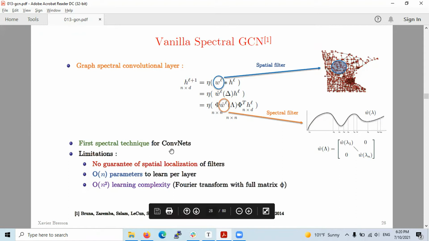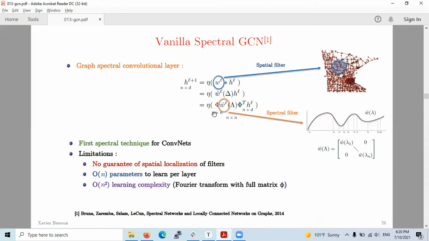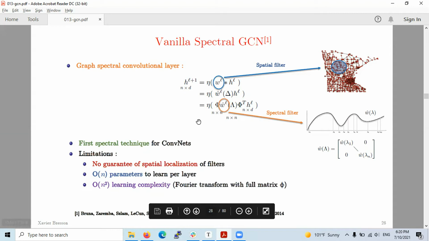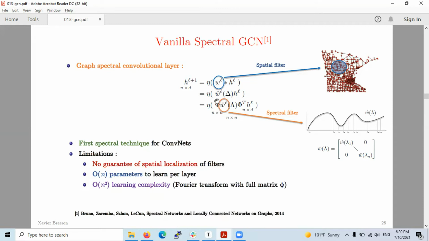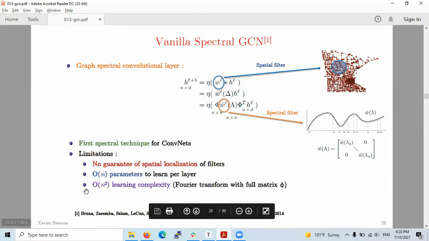During the learning process, we also have to go through this Fourier transform, because we have to find the Fourier transform itself. When you find it, you have to do a matrix multiplication involving the eigenvectors, and that's a matrix multiplication of n by n. So the learning complexity becomes n square.